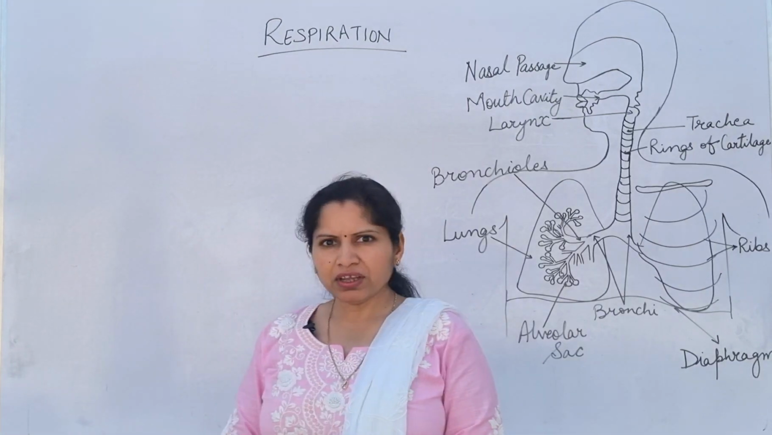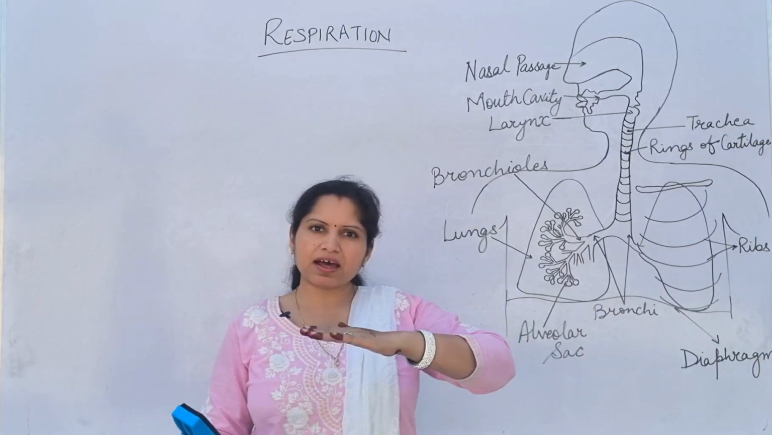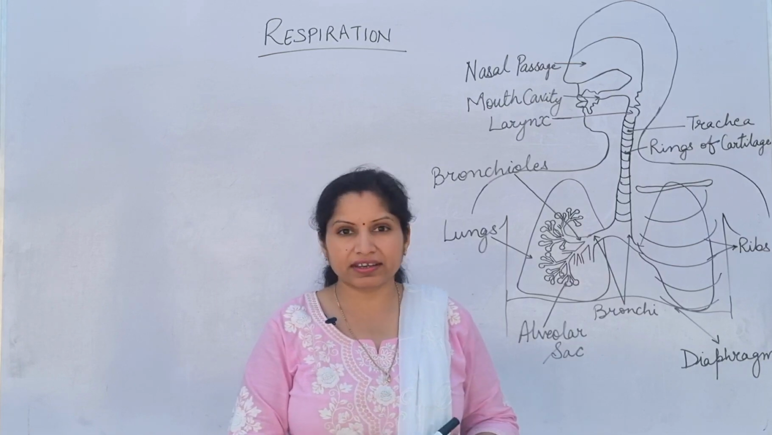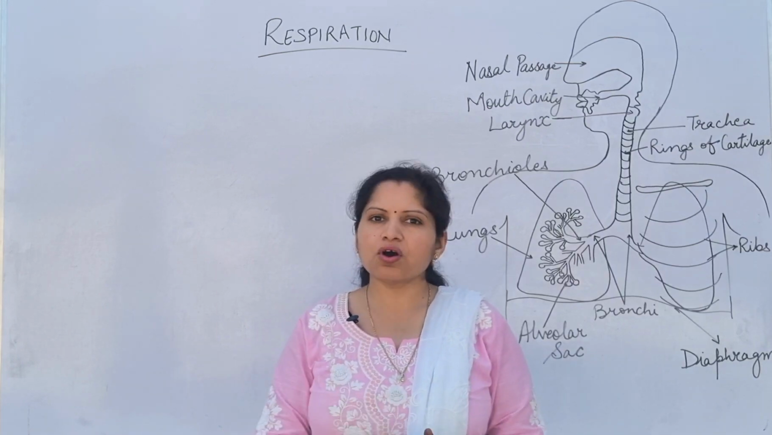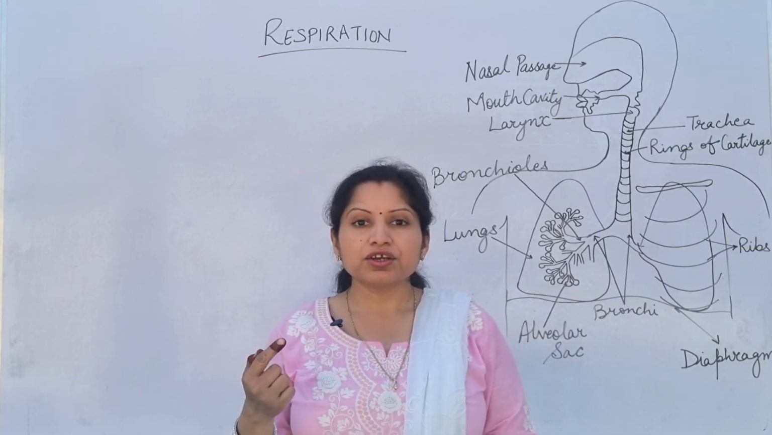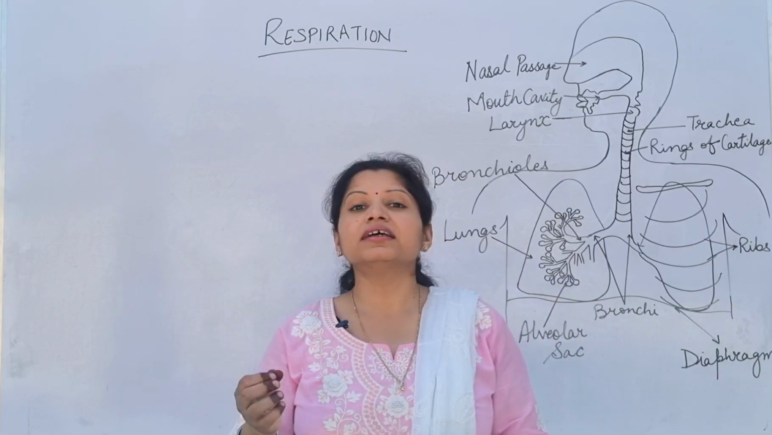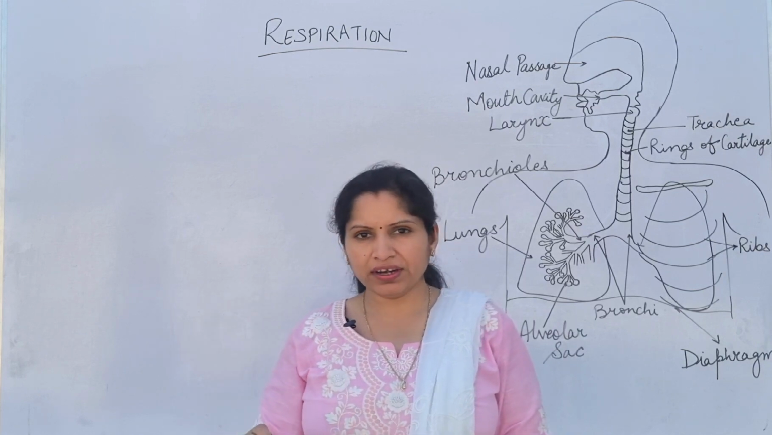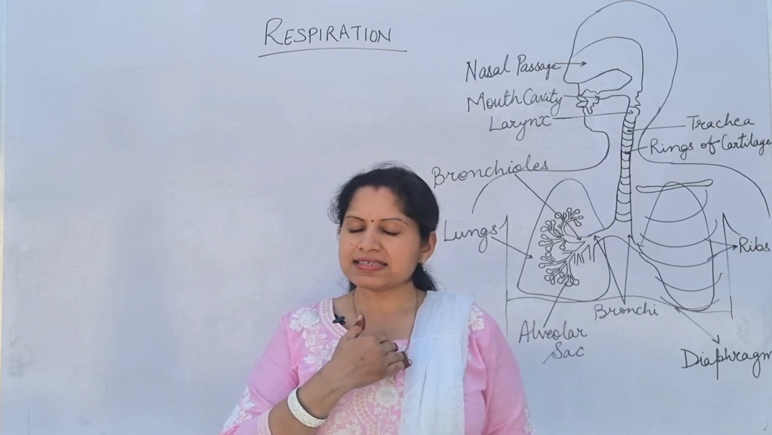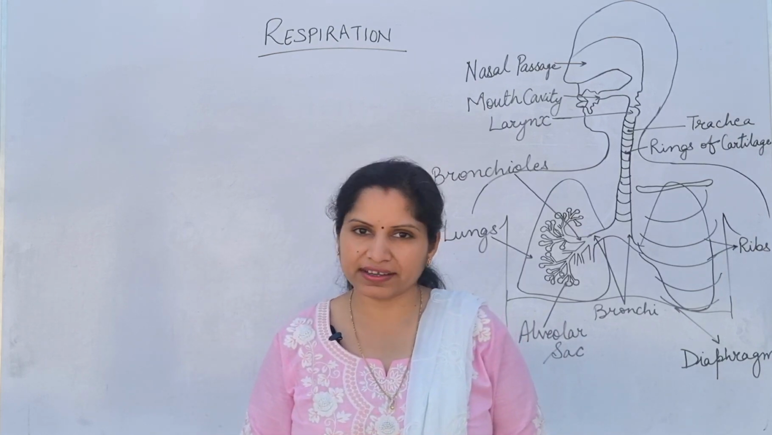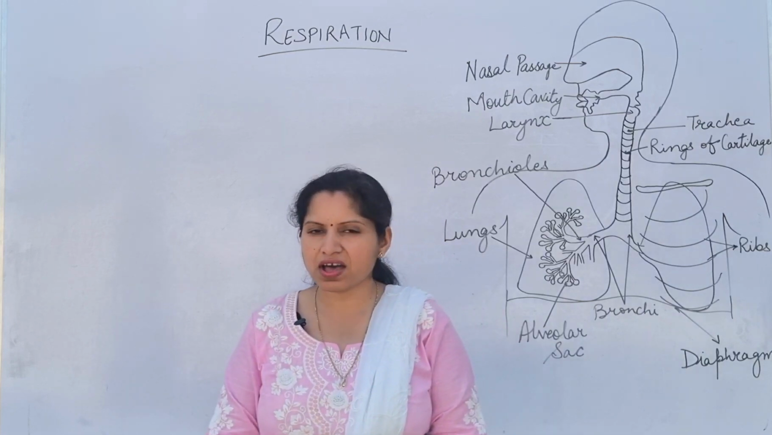If we compare the respiration of aquatic organisms with terrestrial organisms, the aquatic organisms' breathing rate, meaning the number of times they are inhaling and exhaling, is more than in terrestrial organisms. Why are they breathing so fast?